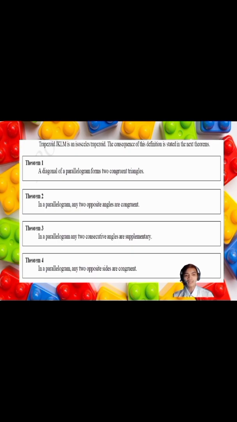And then theorem number 2: in a parallelogram, any two opposite angles are congruent. What does it mean? When we say in a parallelogram, any two opposite angles are congruent, it means that if we see a quadrilateral with at least two opposite angles congruent, therefore this quadrilateral is called a parallelogram. It is that simple.